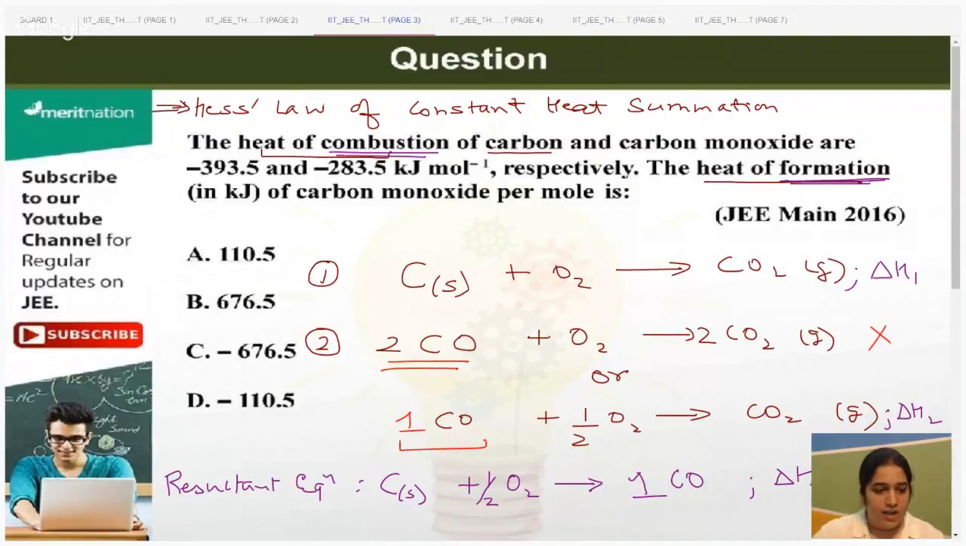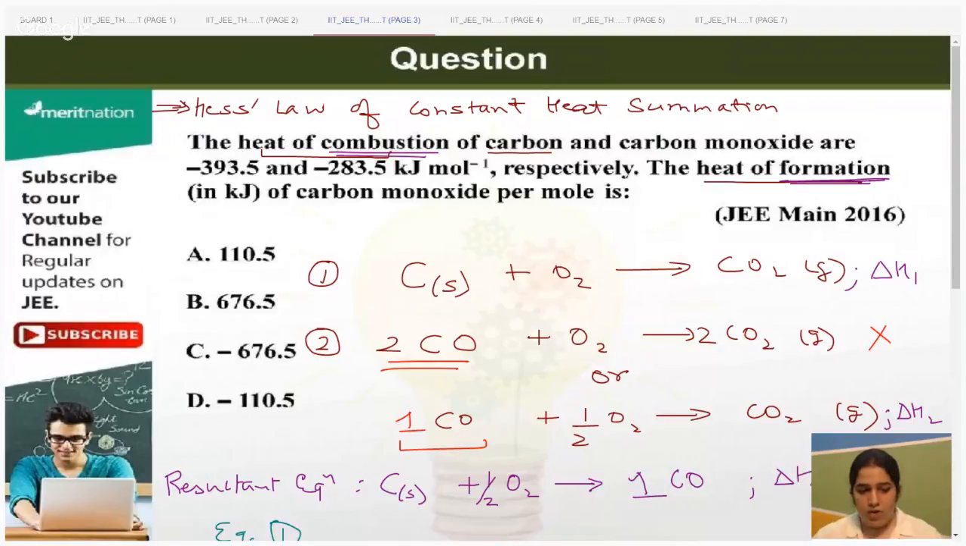I need carbon, 1 second. We need carbon on the left hand side here. In which equation do I have carbon on the left hand side? In the first equation. So we need to write the first equation as it is. So operations to be performed: take reaction 1 as it is. Let's write it down. It's carbon solid plus O2 gas gives CO2 gas.